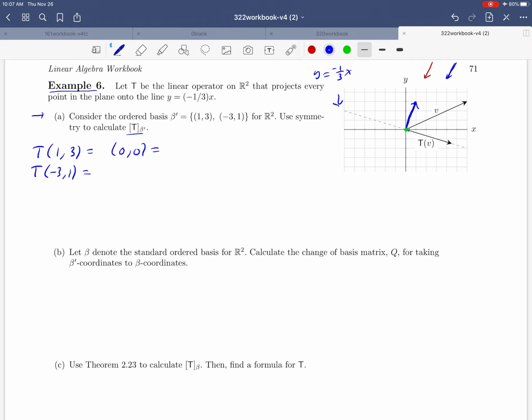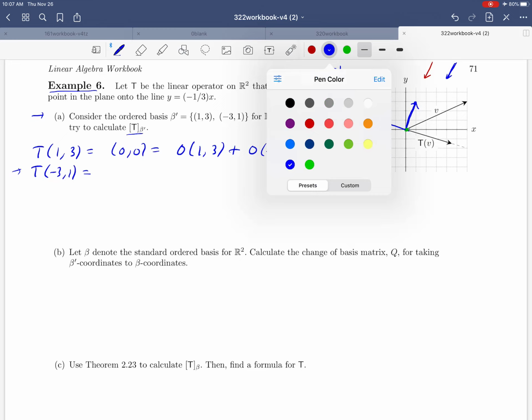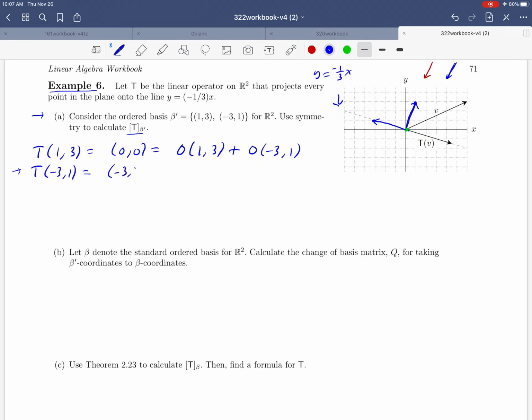And (0, 0) is an easy number to write as a linear combination of our basis vectors. It just looks like this, both zeros. Then we come to the second one, T of (negative 3, 1). Negative 3, 1 is right here, and notice that that vector is directly on the line that we're projecting onto. So what would its shadow be? Well, it's going to be the vector itself, because it's already on the axis of projection that we have. So T of (negative 3, 1) is just going to be itself.